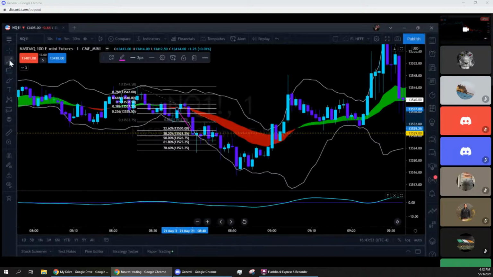And I would have gotten loaded on the 0.5 right here, and I sold it as soon as I got down here at 0.5. So two targets were able to get filled pretty quick.